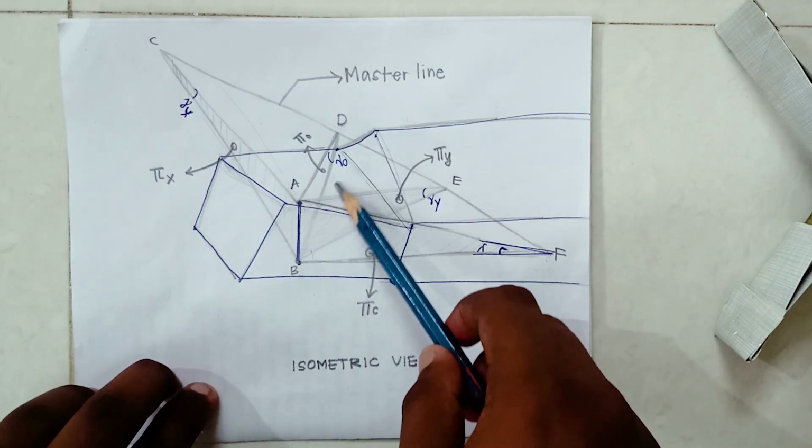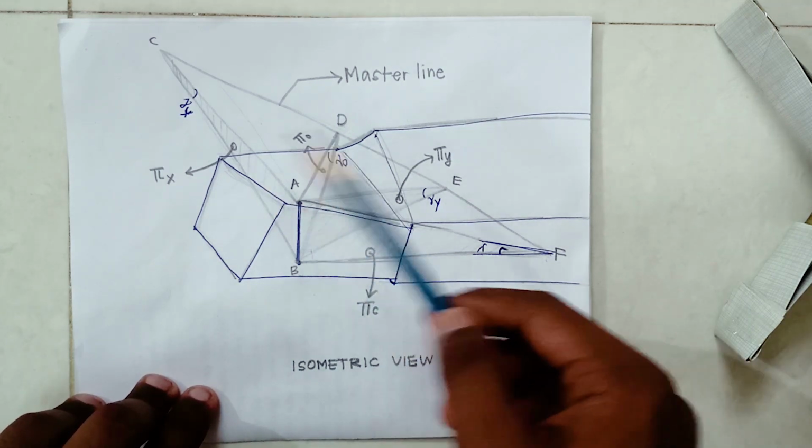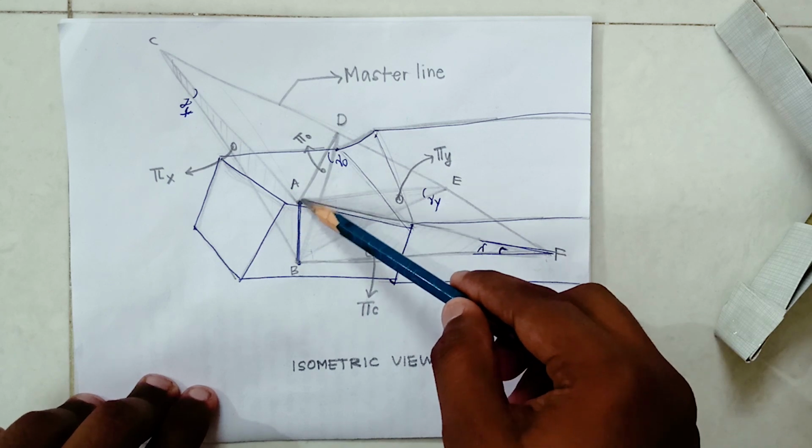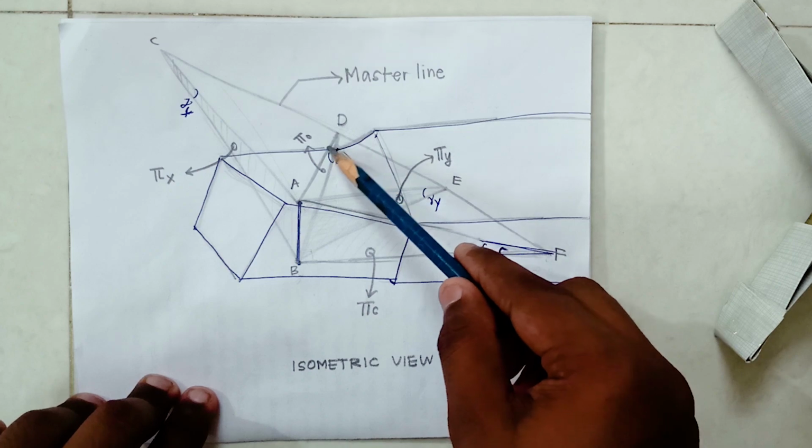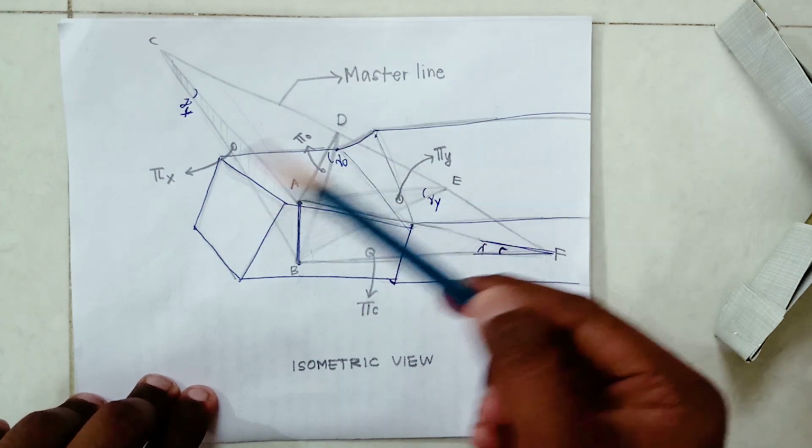Draw a line which passes through orthogonal plane and also through the rake face, and it will touch the ground at point D. And if I join point B and point D, the angle subtended here is gamma O, which is orthogonal rake angle.